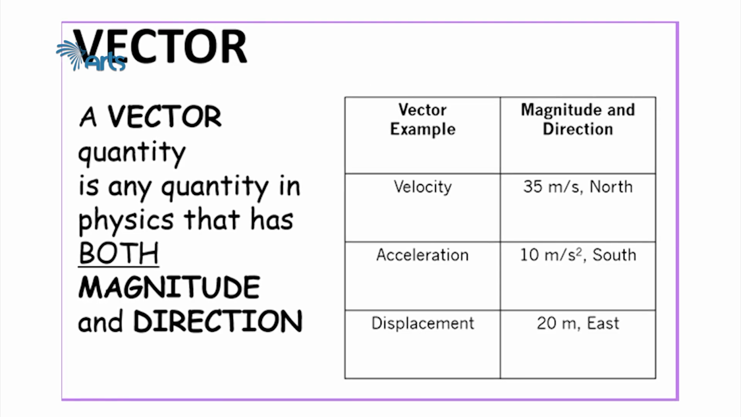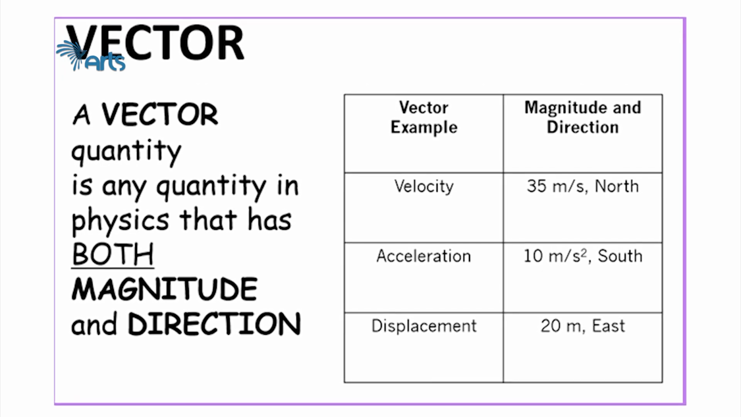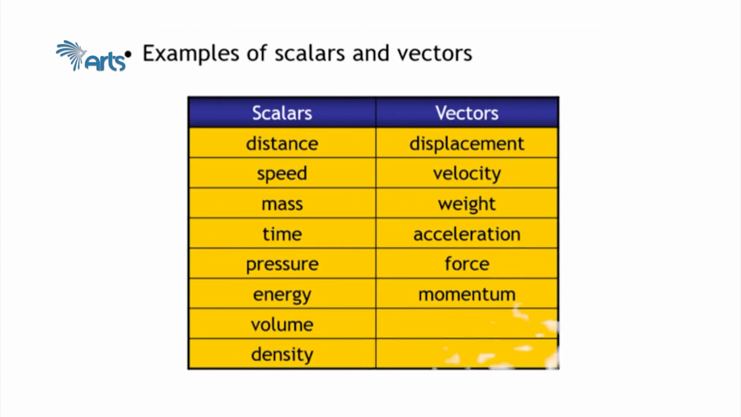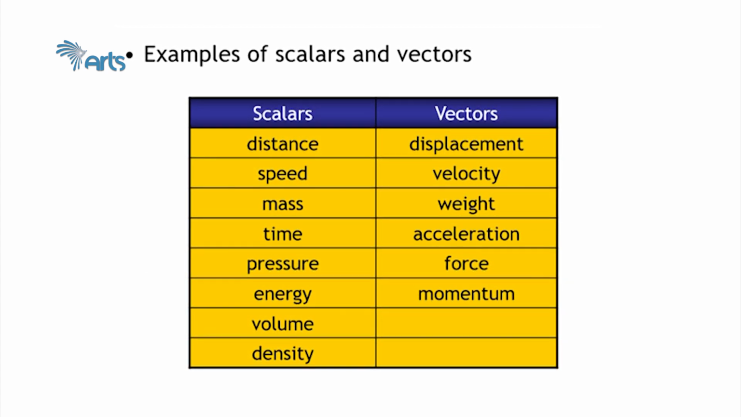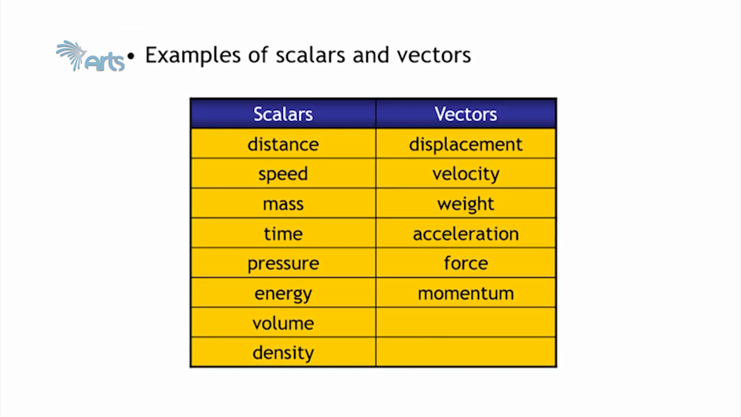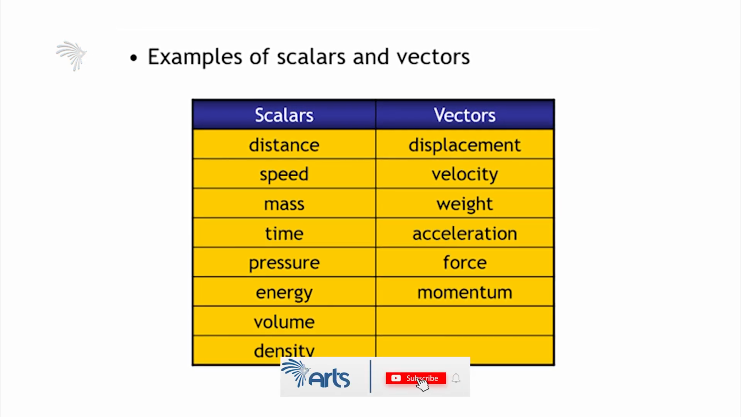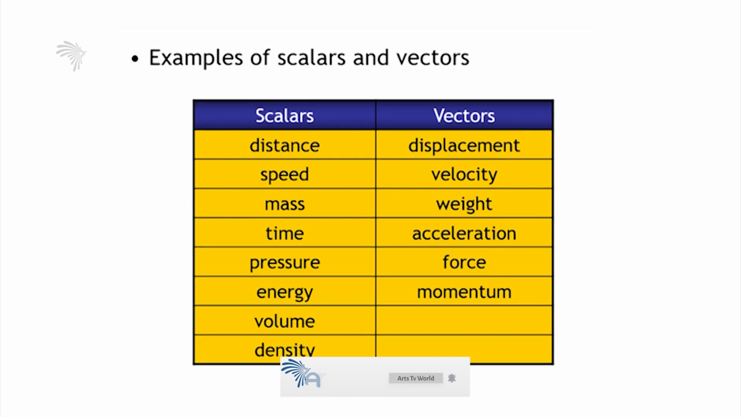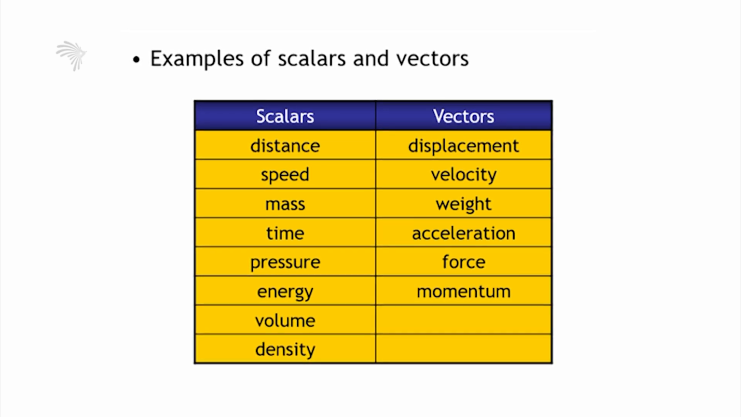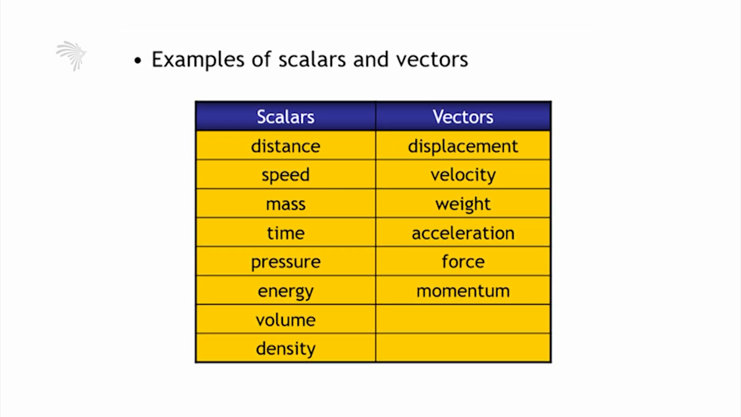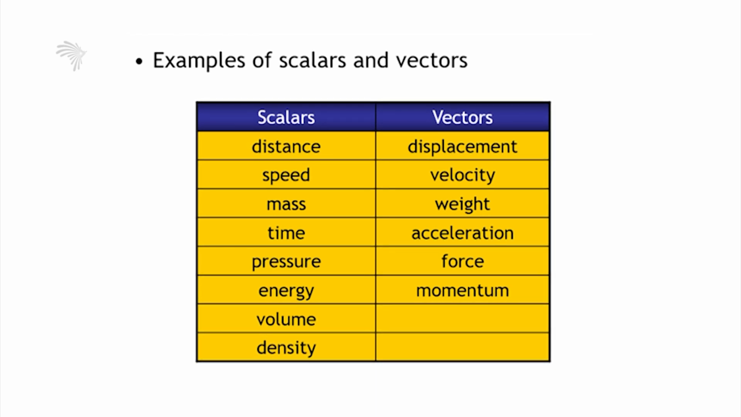And there are some examples of scalars and vectors. For instance, distance, speed, mass, time, pressure, energy, volume and density are examples of scalar physical quantities, whereas displacement, velocity, weight, acceleration, force and momentum are examples of vector physical quantities.